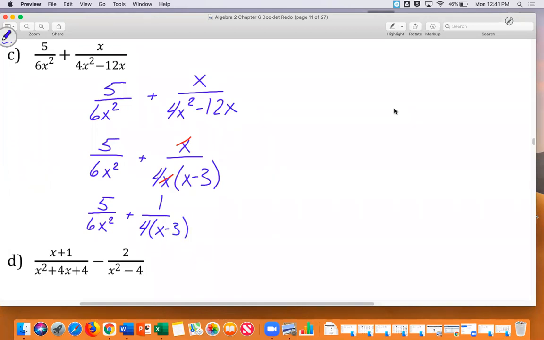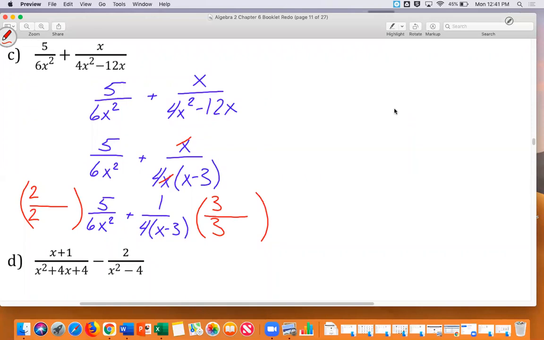Okay, so on the left, what's missing? Well, 6 and 4 aren't the same. I need to make them the same. The number they would be the same at is 12. So I have to make a 6 and 12. I do that by multiplying it by 2. Okay? On the right, I have a 4. I need to make that a 12. I multiply it by 3. We good so far?